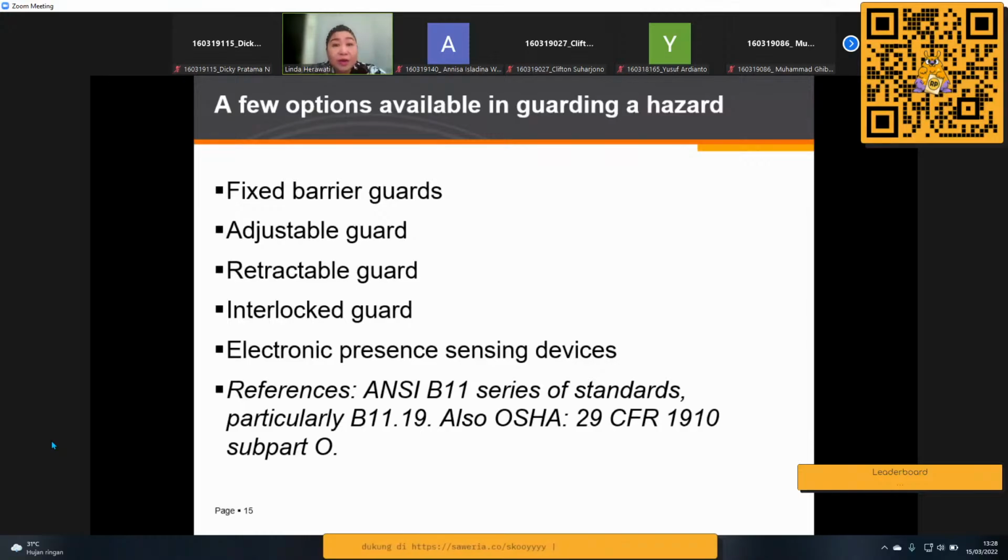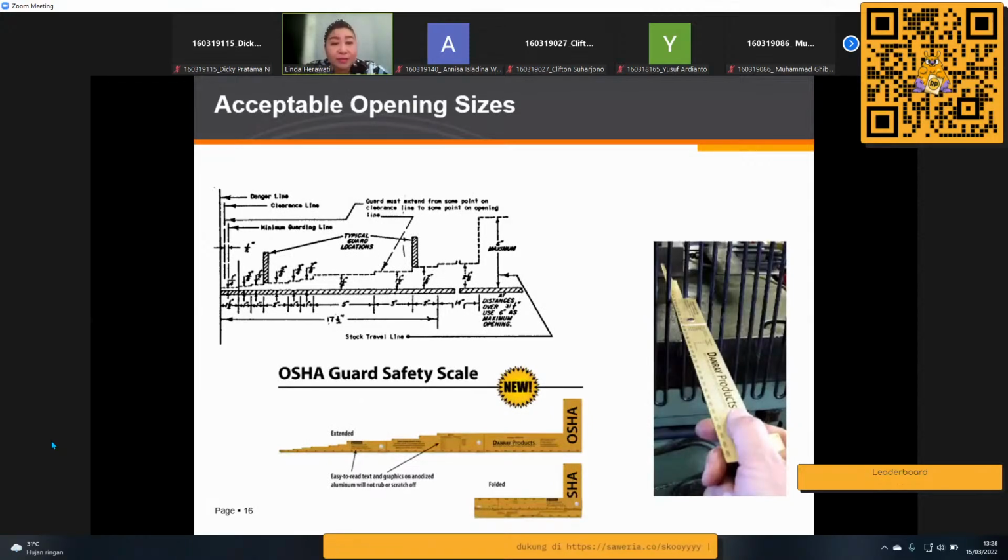We will check one by one which one is the fixed barrier, which one is the adjustable, the retractable, the interlock system, and also the electronic presence sensing devices. The first one, we have to understand that we can also make the range for the acceptable opening sizes.